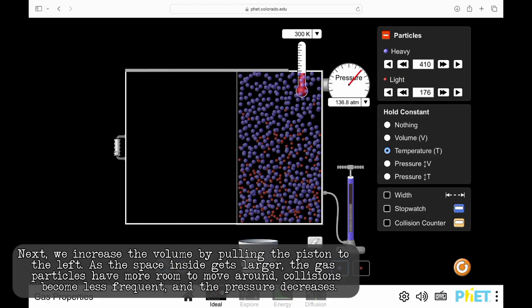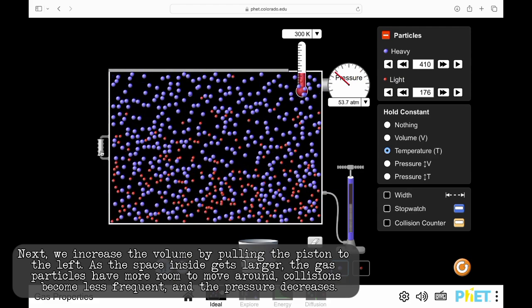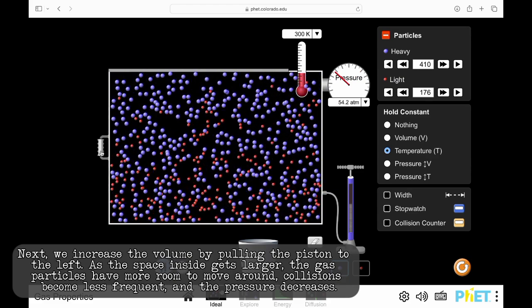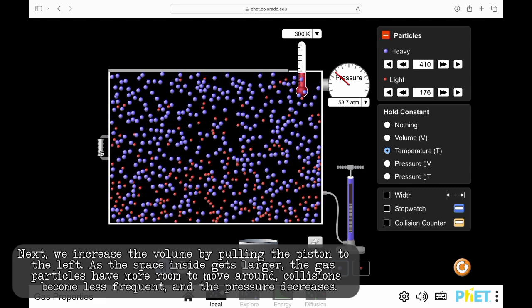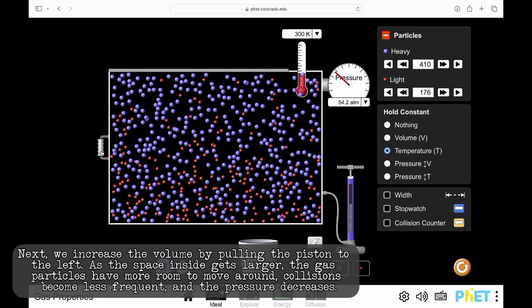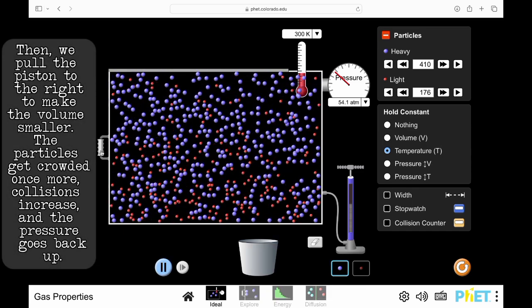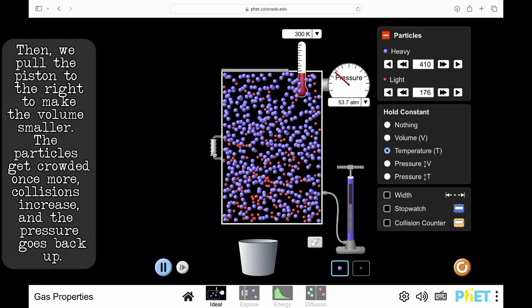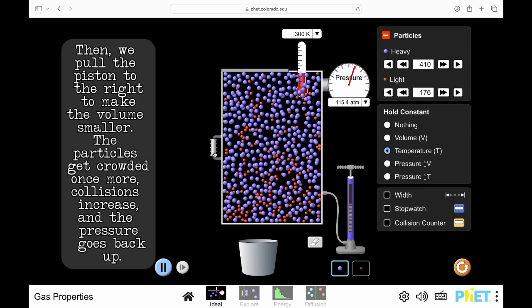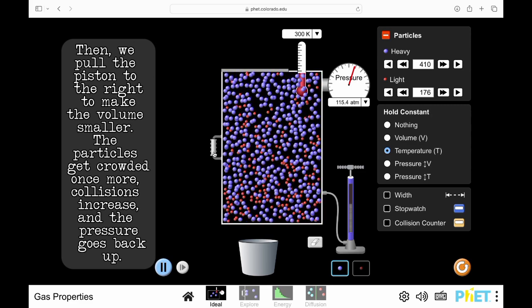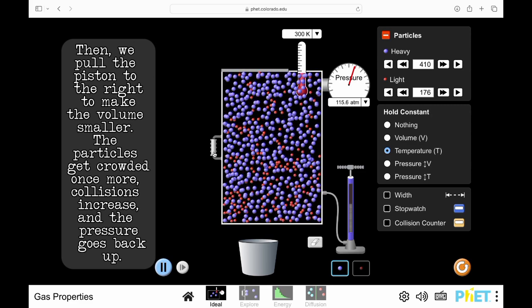Next, we increase the volume by pulling the piston to the left. As the space inside gets larger, the gas particles have more room to move around. Collisions become less frequent and the pressure decreases. Then, we pull the piston to the right to make the volume smaller. The particles get crowded once more, collisions increase, and the pressure goes back up.